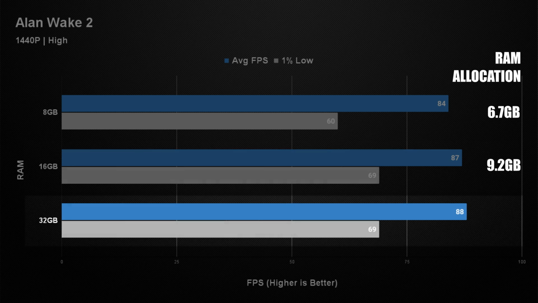When we run the test with 32 GB of RAM, we managed to get an average of 88 frames per second, but then with the 1% low, we got exactly the same as when we used 16, of 69. That means that that's basically the same thing, even though the system was allocating around 11.2 GB for that.